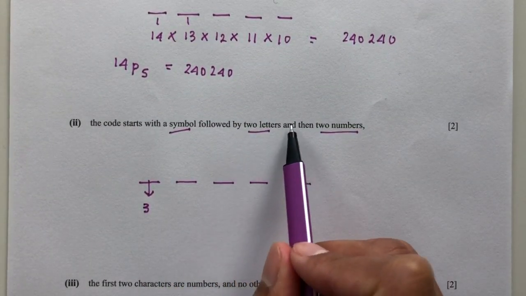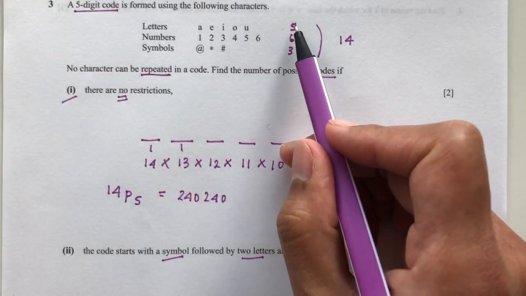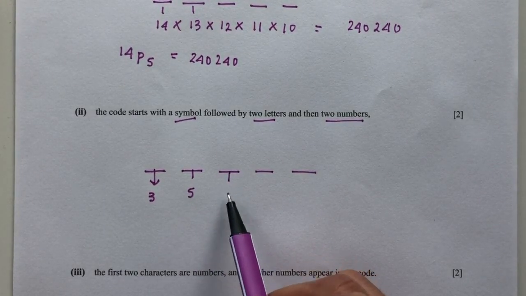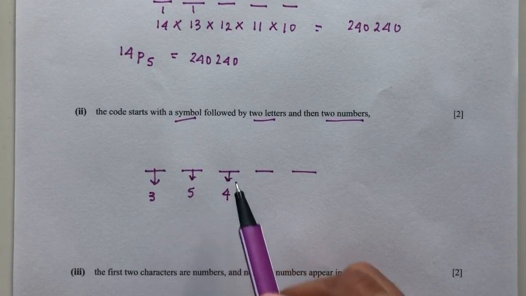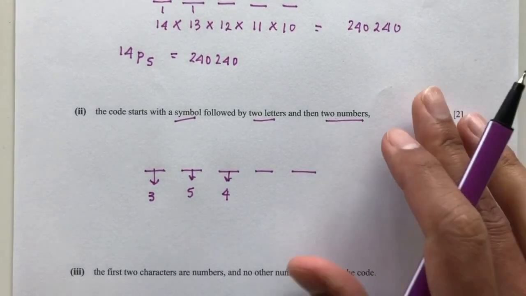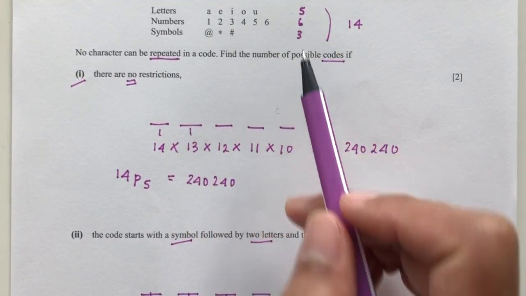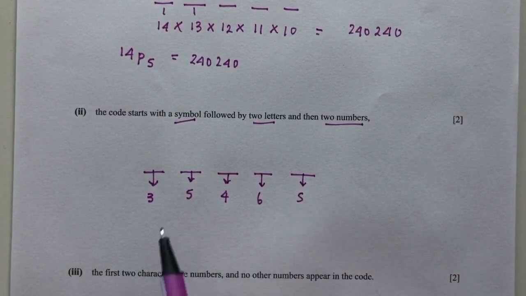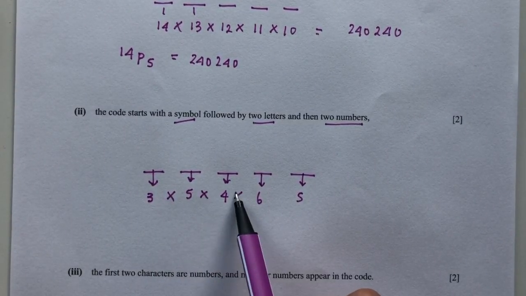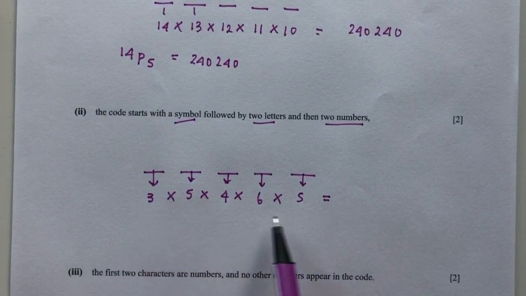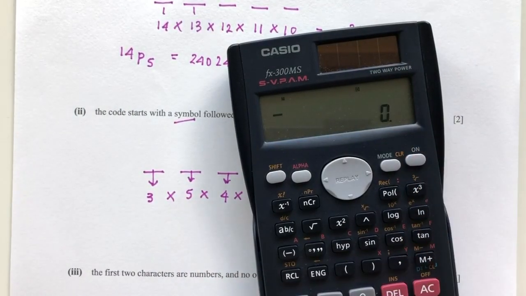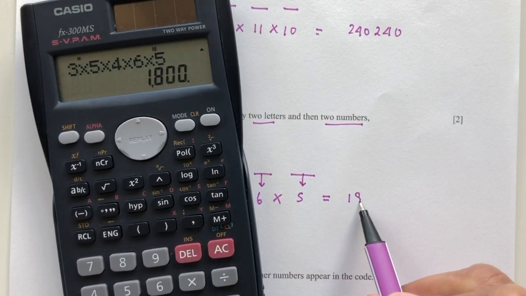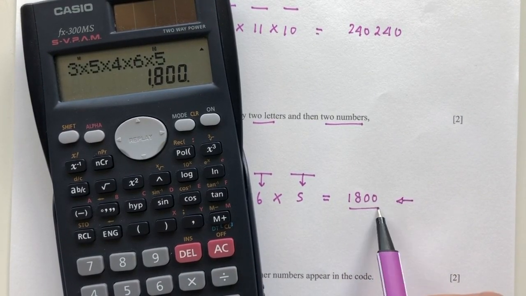Then it has to be followed by 2 letters. So we have 5 letters, right? For the first one, we have 5 choices, then we have 4 choices, right? And then followed by 2 numbers, so we have 6 numbers. For the first number, we have 6 choices, and then we have 5 choices. So the number of possibilities will be found by multiplying the choices. So 3 times 5 times 4 times 6 times 5, that will be 1,800 numbers can be formed.